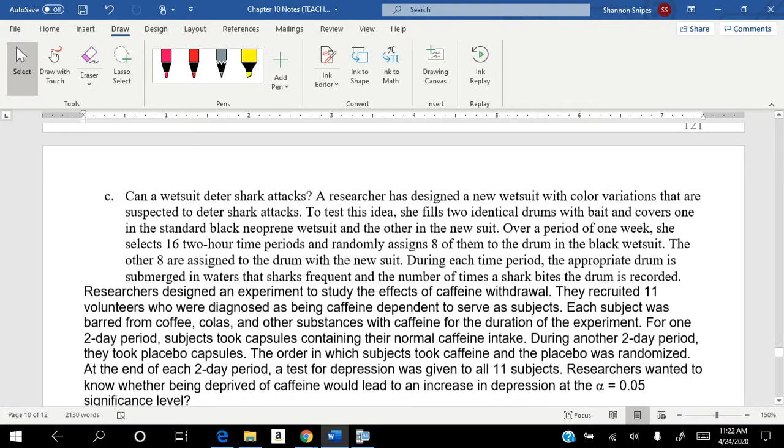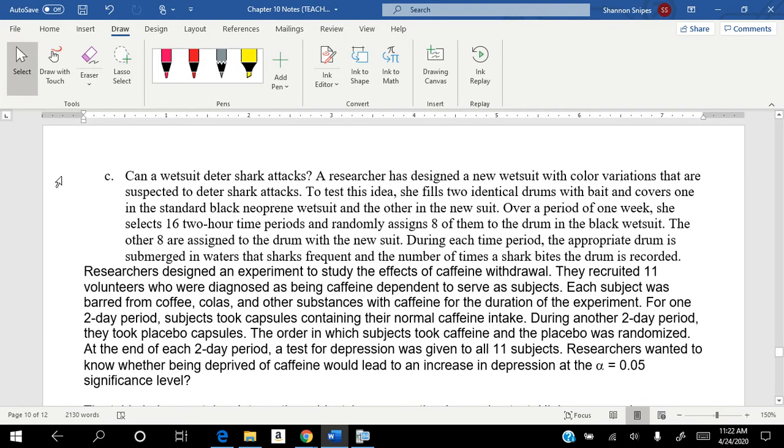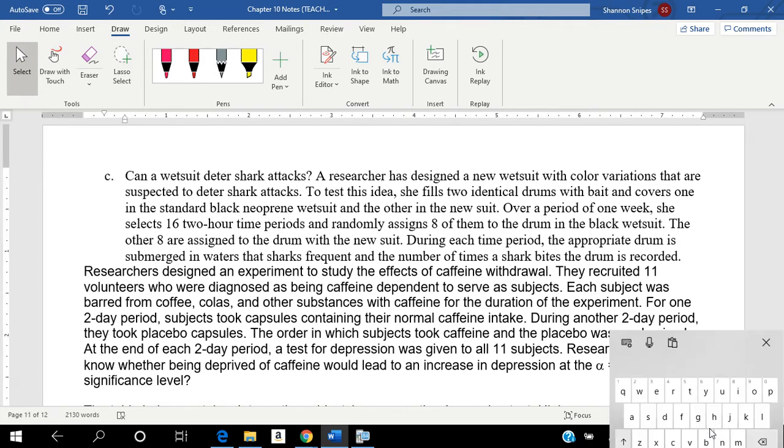All right, can a wetsuit deter? Hang on, let me get me some room down here so I can write.